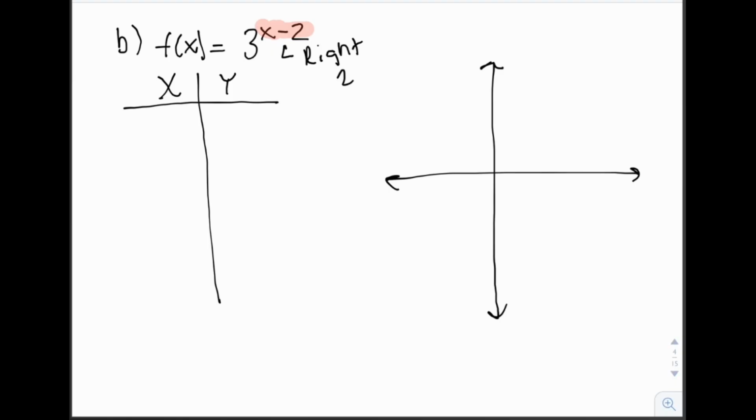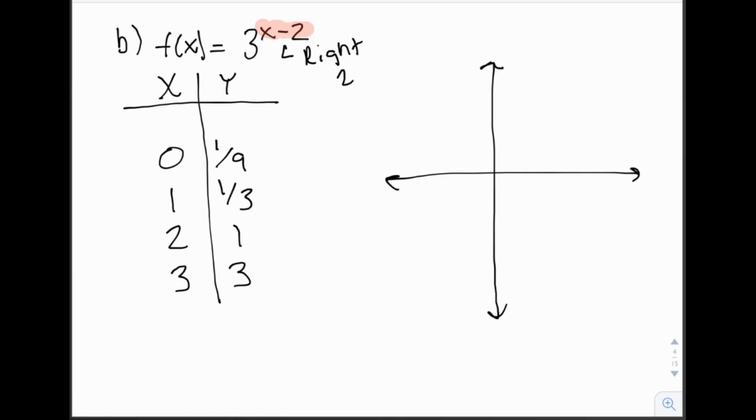Okay, so again, let's pick some points to figure out what this one is going to look like. If I start with a 0 here, I'm going to get 3 raised to the 0 minus 2, or in other words, in this case, 1/9. If I pick a positive 1, I will get a 1/3. If I pick a 2, that's going to be 3 raised to the 2 minus 2, or a 1. And then a last point of 3. If I plug in a 3, I'll get 3 raised to the 3 minus 2, or a positive 3.